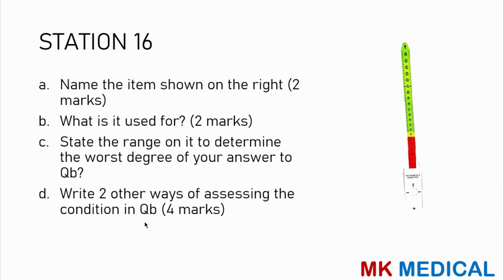Question 16. Name the item shown on the right. What is it used for? State the range on it to determine the worst degree of your answer to question B. Write down two other ways of assessing the condition in question B.